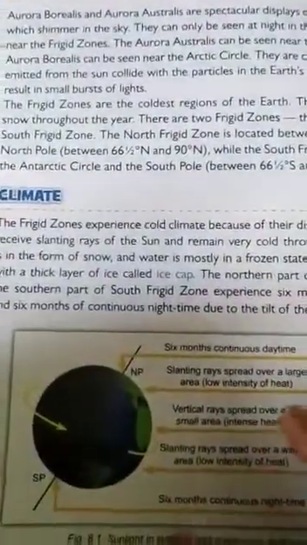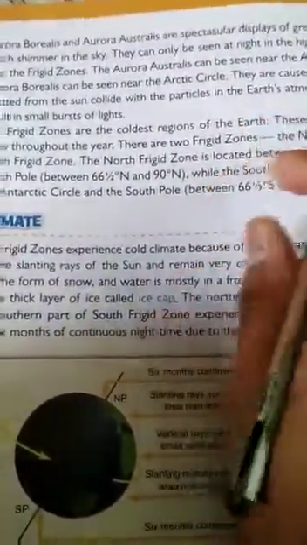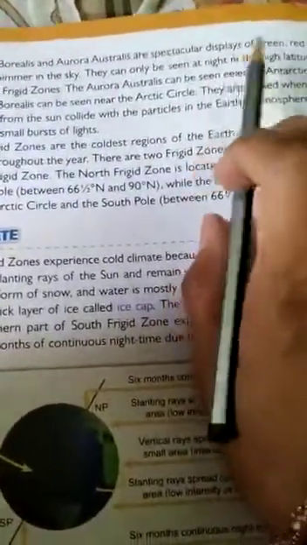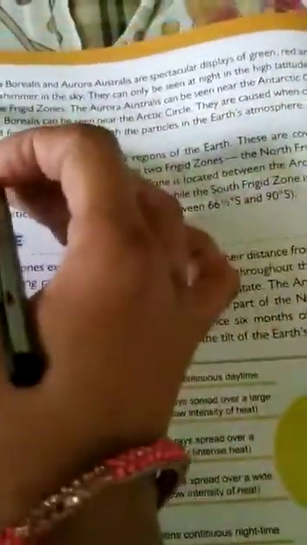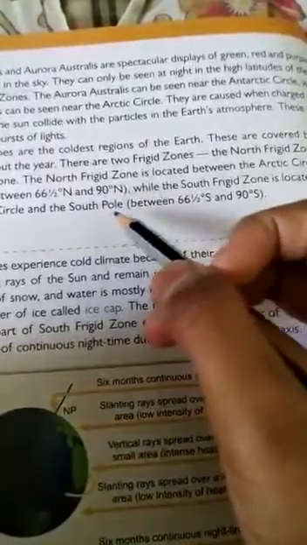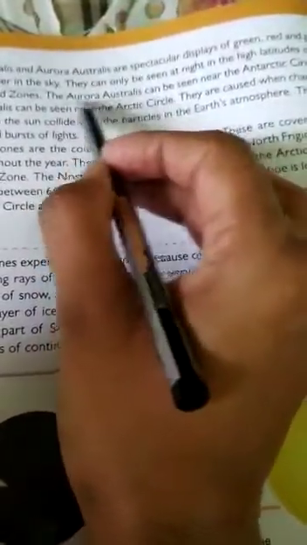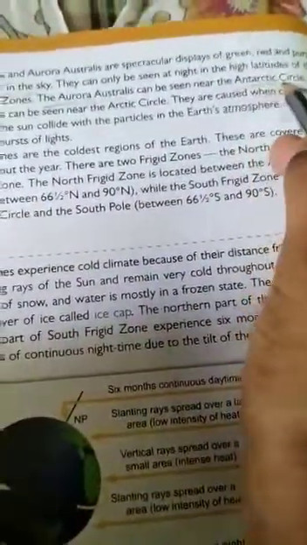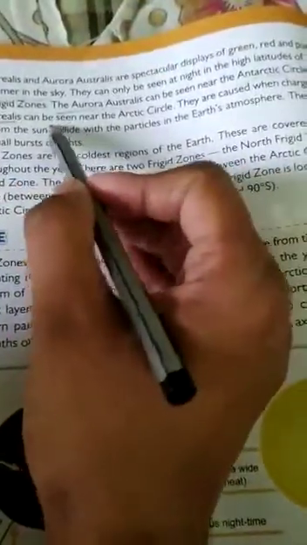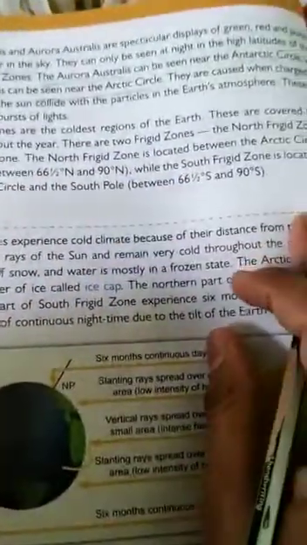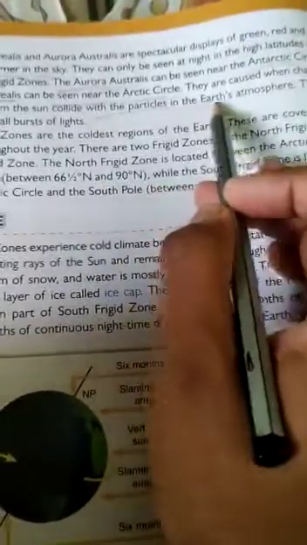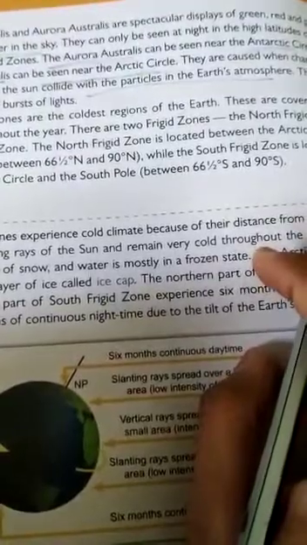So let's get started. Aurora borealis and aurora australis are spectacular displays of green, red and purple light which shimmer in the sky. They can only be seen at night in the high latitudes of the Earth near the Frigid Zone. The aurora australis can be seen near the Antarctic Circle, while aurora borealis can be seen near the Arctic Circle. They are caused when charged particles emitted from the sun collide with the particles in the Earth's atmosphere. These collisions result in small bursts of light.